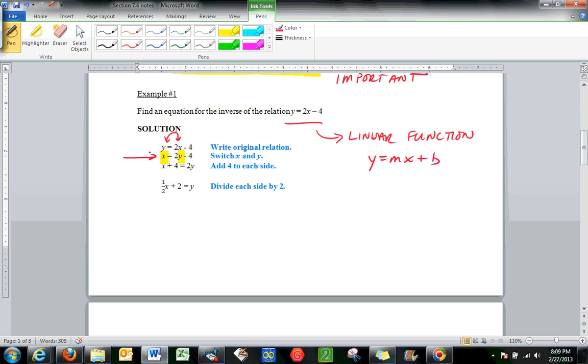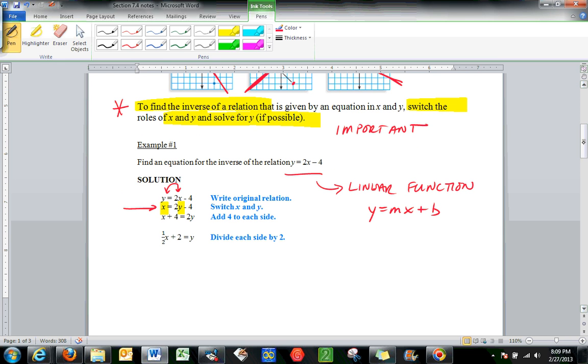Now, the key to this is to solve back for y. So we want to solve back for y now that we've switched the x and the y's. And when we do that, we get y is equal to 1/2 x plus 2. Our original relation, our function in this case, was 2x minus 4. So these two linear functions are inverses of each other.